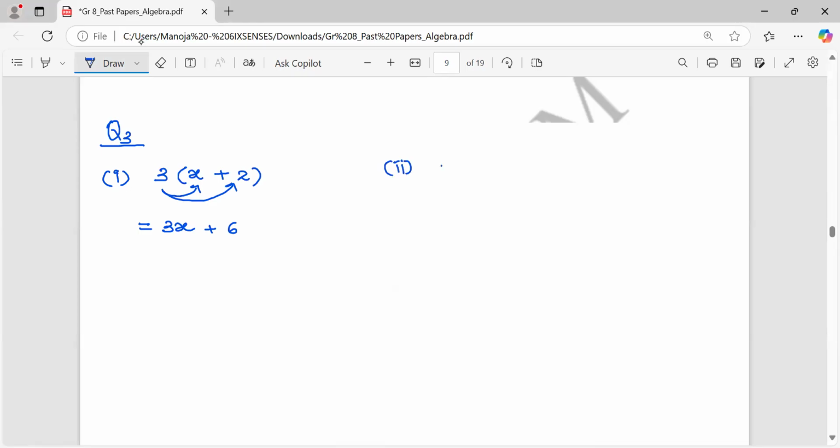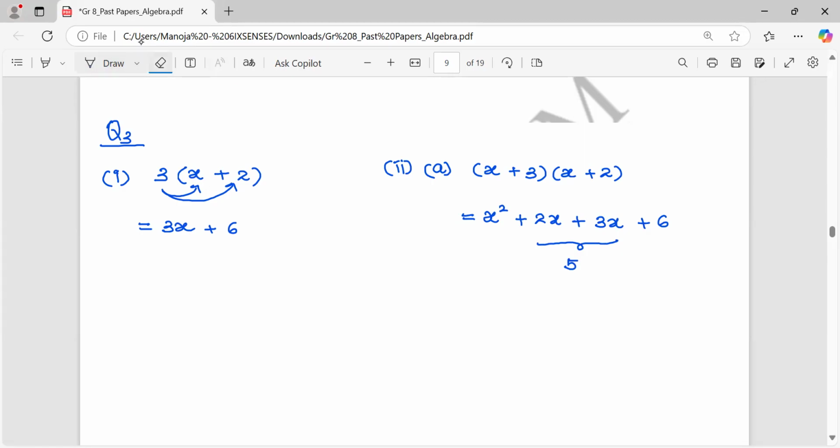I have (x + 3)(x + 2). Then x times x is x squared, x times 2 is 2x, 3 times x is 3x, and 3 times 2 is 6. So then you have 2x and 3x, it is 5x. You can write it nicely. So the 2x and 3x is 5x.